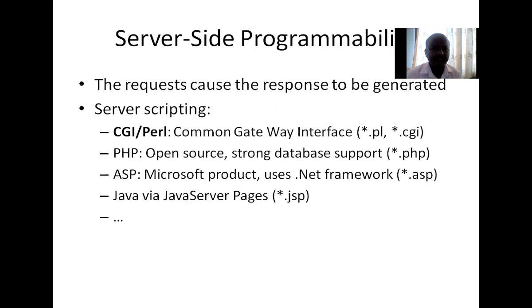Then server side programmability. While doing server side programmability, there is server scripting, that is CGI or Perl. CGI means Common Gateway Interface, with extension .cgi, and for Perl .pl. Then PHP: open source, strong database support, and the extension for the PHP language is .php. ASP, Active Server Pages, is a Microsoft product.